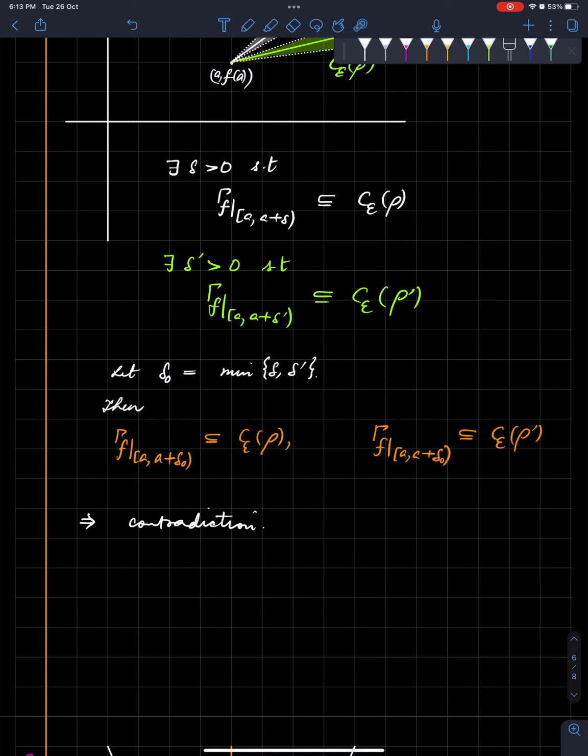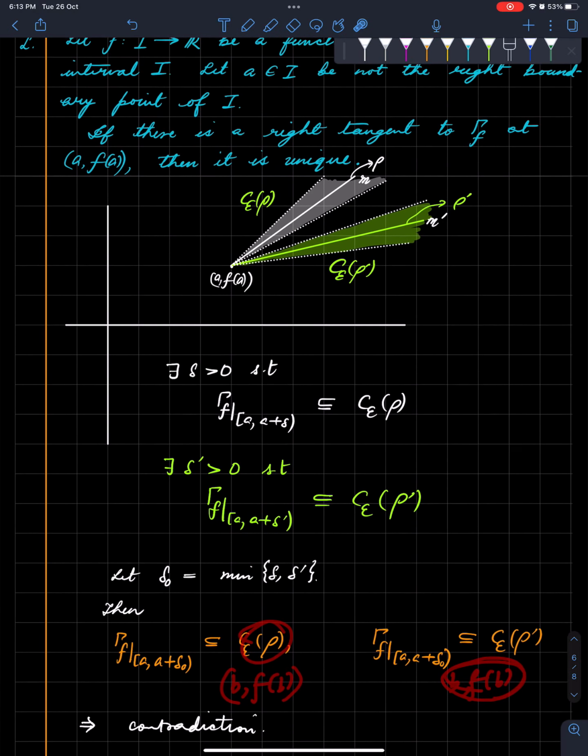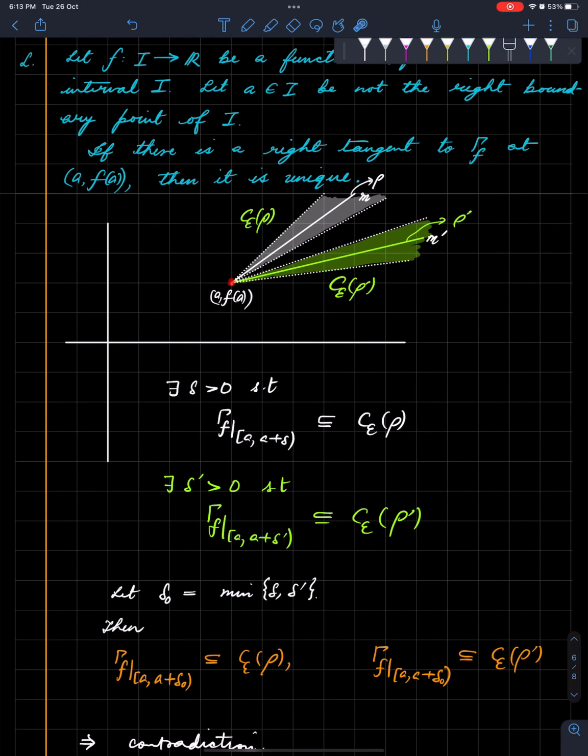Because if you take the point, let's say, just choose any point here which is greater than a. Just choose a point b which is greater than a. Then (b, f(b)) is here as well as here. But (b, f(b)) is different from (a, f(a)). (a, f(a)) is the only point common to both cones. And (b, f(b)), it says, is here as well as here, as well as here, and that's not possible.